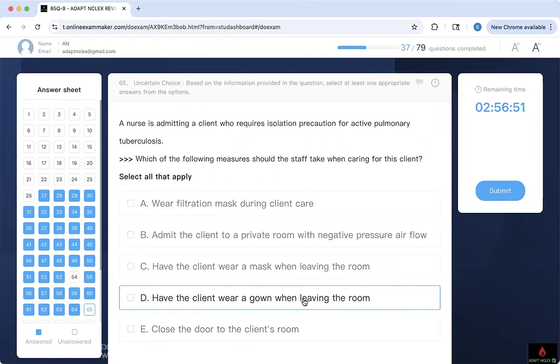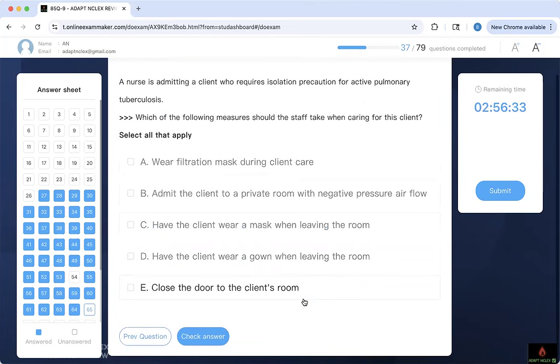Which of the following measures should the nurse take? Select and apply. A nurse is admitting a client who will require isolation precautions for active TB. Active TB, we did it. I try to do a progression so that you can use it and know it. TB is what? Airborne. Therefore, which one should you institute? The nurse wears filtration masks during client care. Admit the client to a private room with negative pressure airflow. Have the client wear a mask when leaving the room. Have the client wear a gown when leaving the room. Close the door to the client's room.